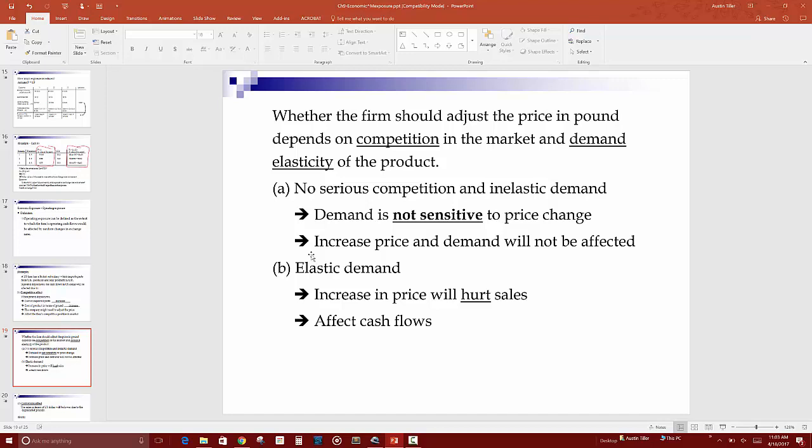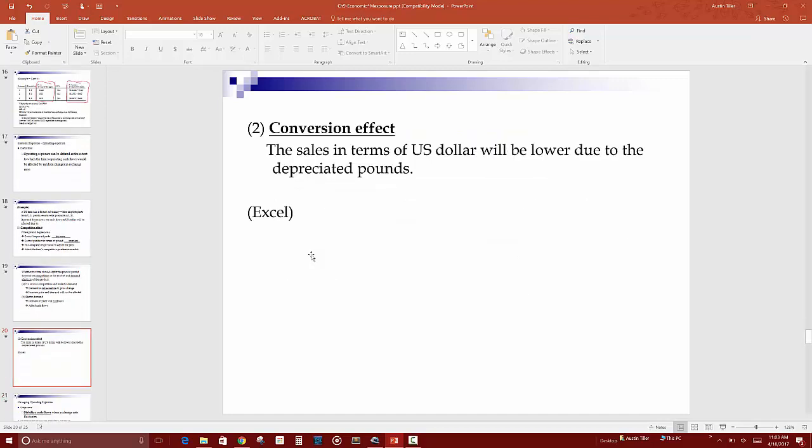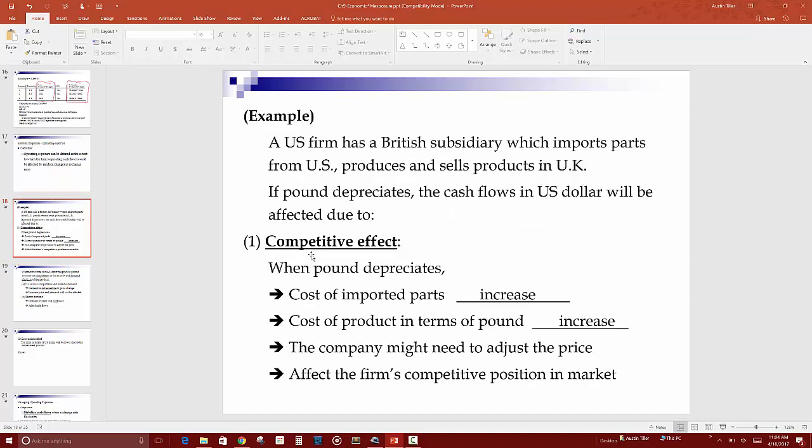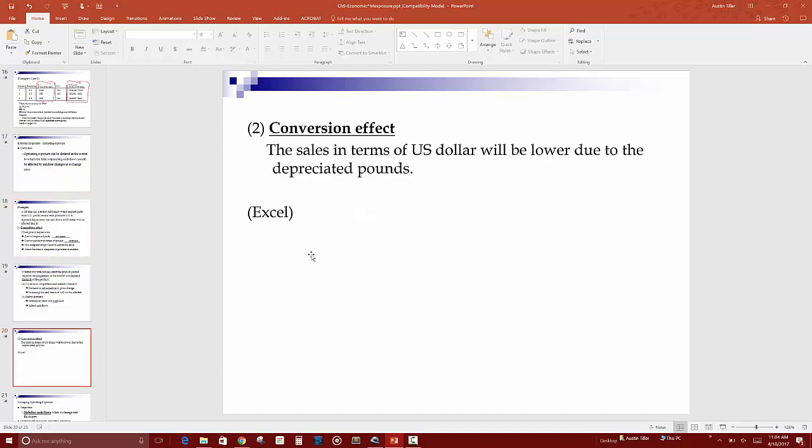So the first one, competitive effect. The second one, conversion. Remember, this is a subsidiary of a U.S. firm. At the end, the parent company needs to convert the cash flow back to U.S. dollar. So when pound depreciates, cash flow in terms of pound, in terms of dollar can be affected as well. All right, so let's look at this Excel file. We're going to work this on Excel.